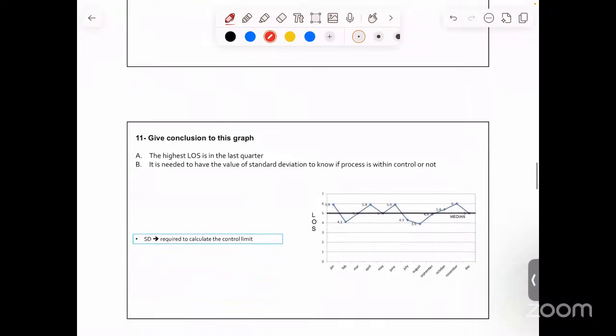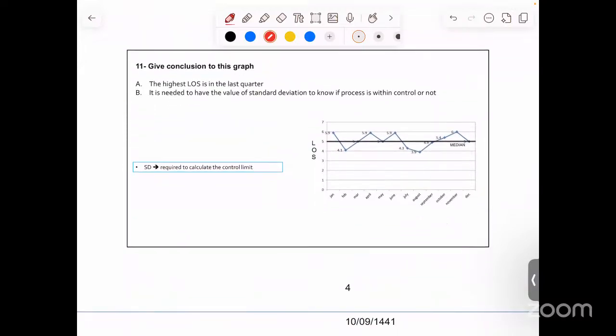Number 11. Give conclusions to this graph. A, the highest length of stay is in the last quarter. Or B, it is needed to have the value of standard deviation to know if process is within control or not. What's the answer?